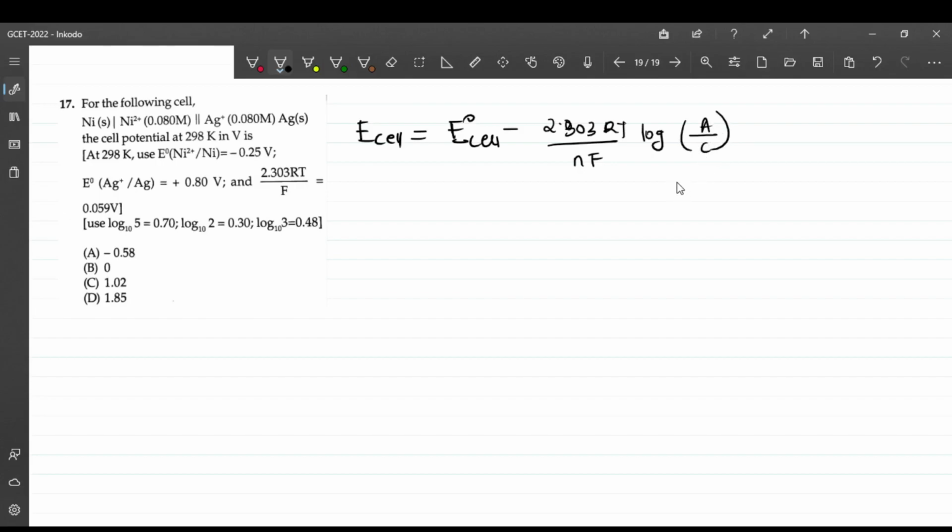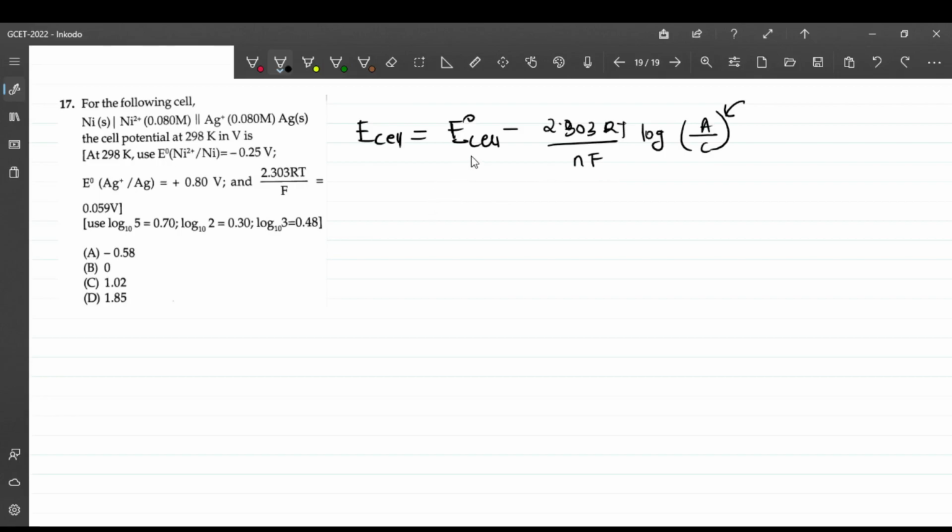The advantage of knowing the cell reaction is that it helps you identify the stoichiometric coefficients, that is, to what power each concentration is going to be raised. You get the idea of that by knowing the standard full cell equation. It also tells you about n, the number of electrons getting transferred. So that's why the overall cell reaction is very important.